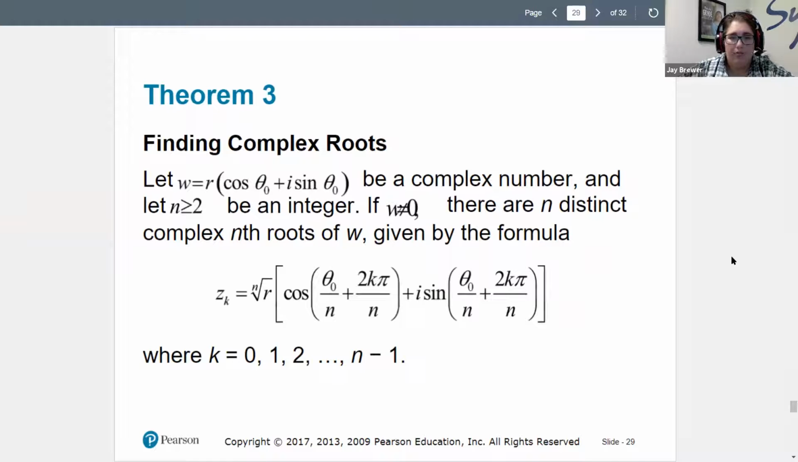All right, theorem 3, finding complex roots. Let w equal r times the quantity cosine theta sub 0 plus i sine theta sub 0 be a complex number, and let n be greater than or equal to 2 be an integer. If w is not equal to 0, there are n distinct complex nth roots of w given by the formula. That formula should look pretty similar to what you've worked with in the past, even though it's kind of expanded.